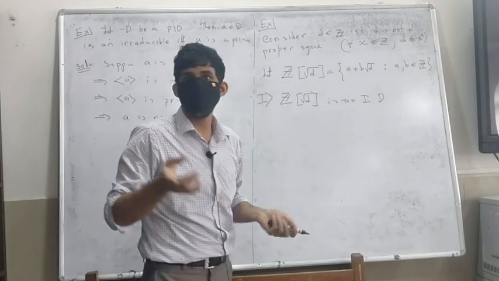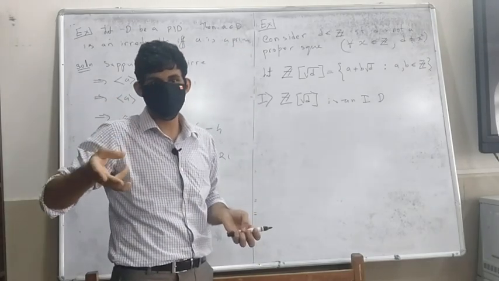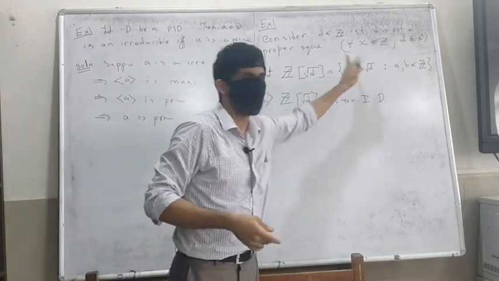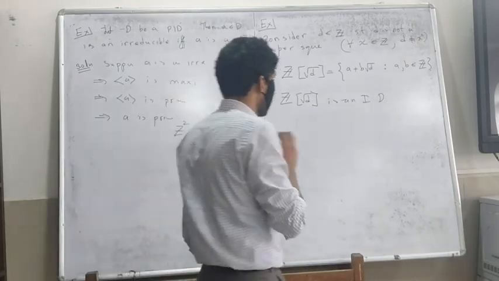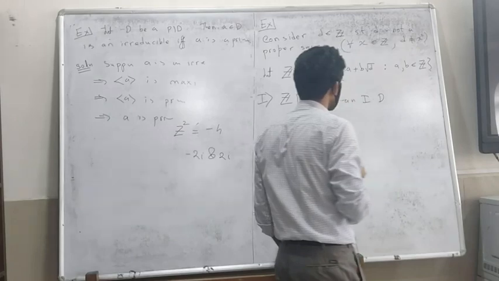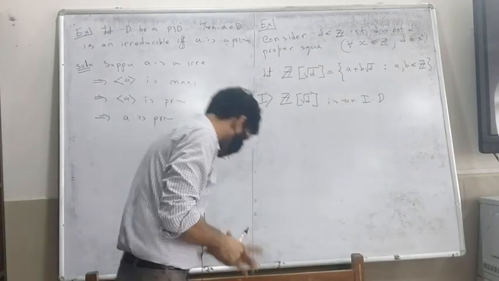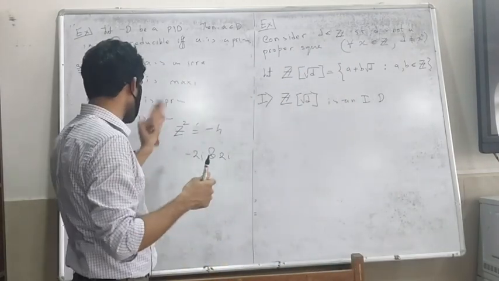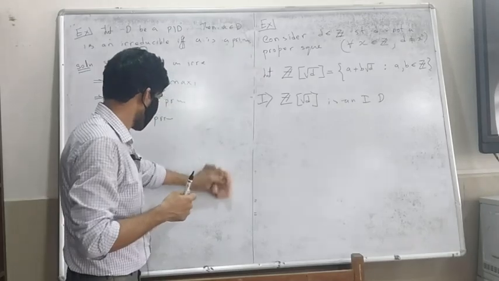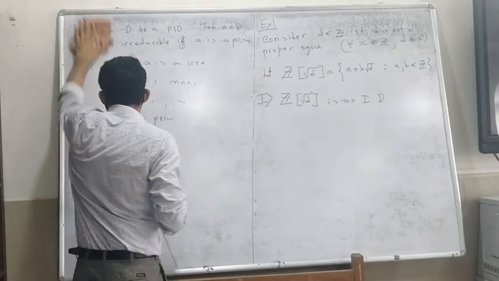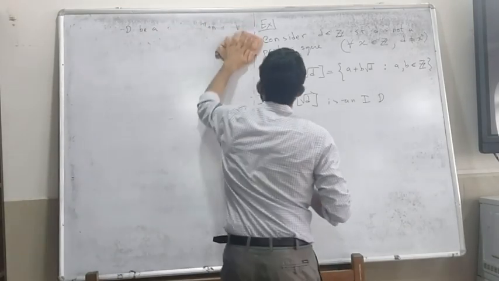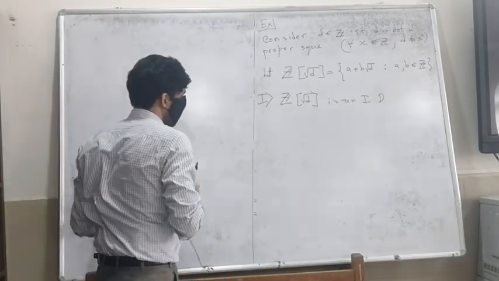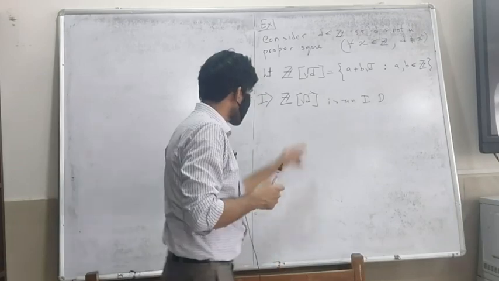Again, you can see that irrespective of which one you fix, you will get the same ring. You will always get the same ring irrespective of the square root you fix. Anyway, let's not worry about that. So this is an integral domain.